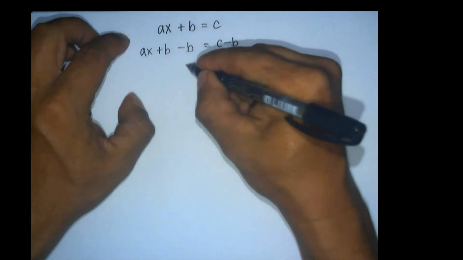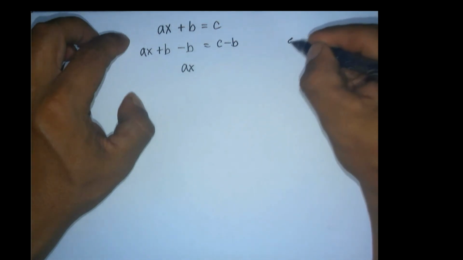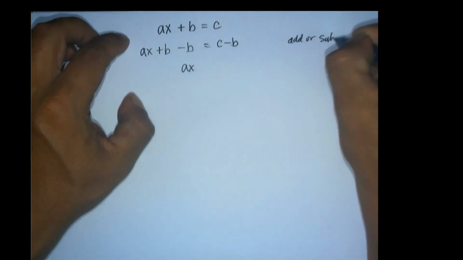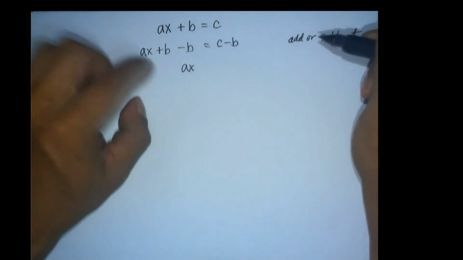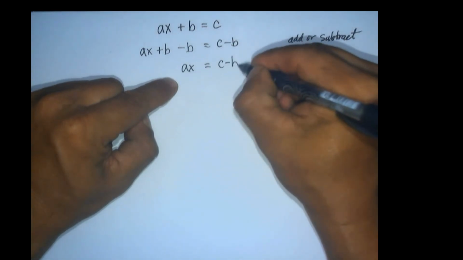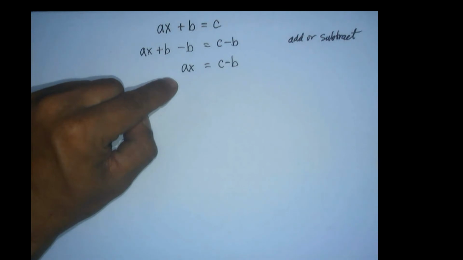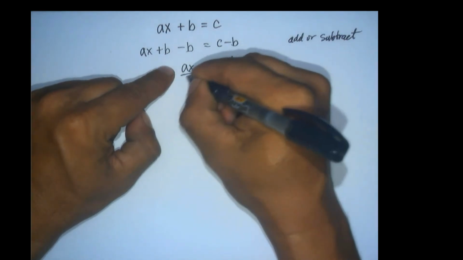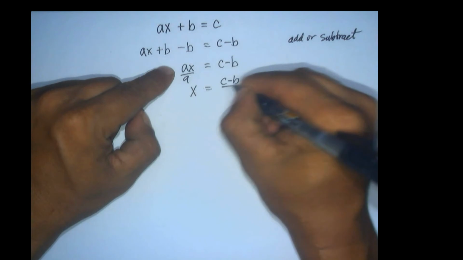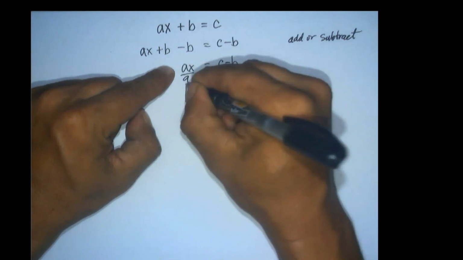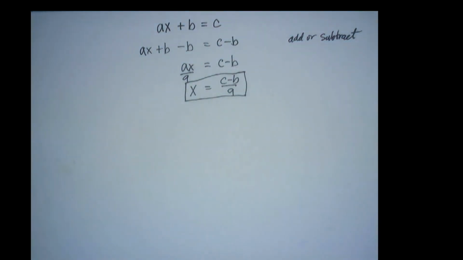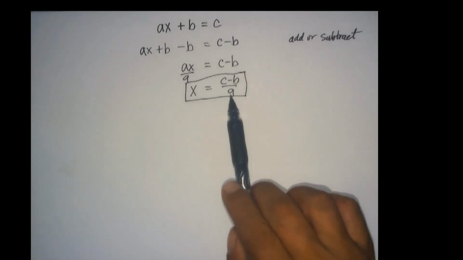So the first thing we did was add or subtract. Then we'll have ax equals c minus b. And now how do we get x by itself? Now we divide by a. So if we divide by a, we get x equals c minus b over a. And this is a formula for the solution. But don't memorize this. Do it the long way. You're doing the same thing when you do all this, you just don't realize it.